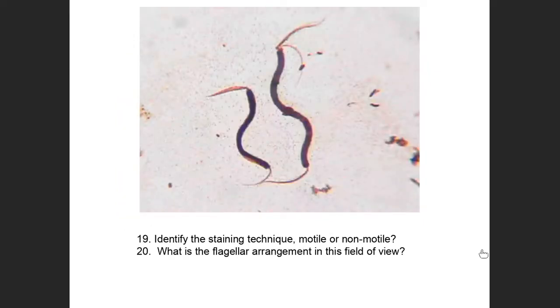So here you can see this is a flagellar stain, right? Identify the staining technique, and the staining technique is a flagellar stain. Is this organism motile or non-motile? You would say motile, right? And what's the arrangement of the flagella? What's the flagellar arrangement in the field of view?